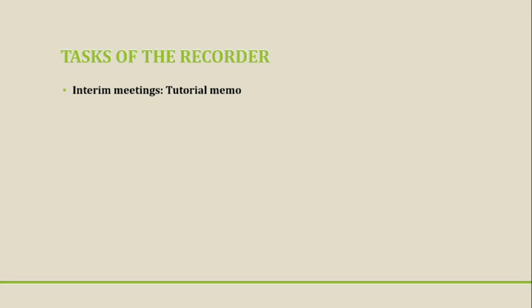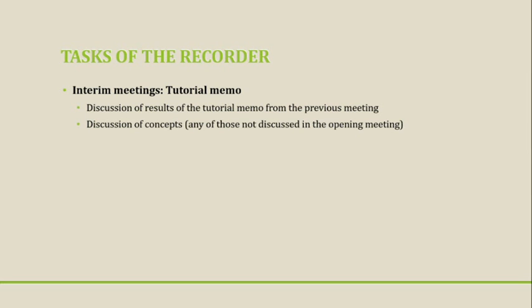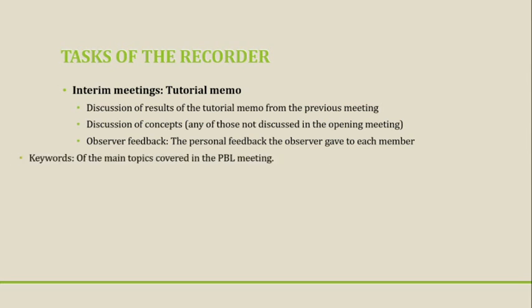The tutorial memo for interim meetings should contain the following. A brief discussion of the results of the tutorial memo from the previous meeting. A discussion of concepts, any of those not discussed in the opening meeting. For example, the initial opening meeting might discuss clarifying terms and defining the problem. However, brainstorming may take place in the interim meeting. Observer feedback. The personal feedback the observer gave to each team member. And finally, keywords of the main topics covered in the PBL meeting.